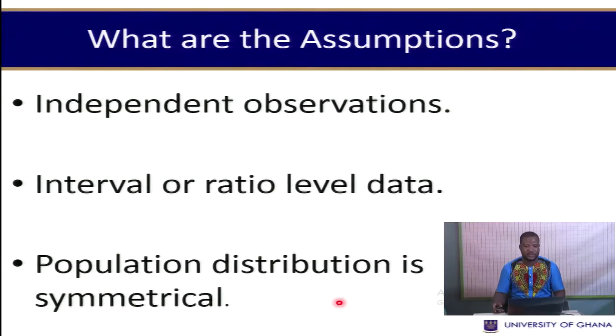What are the assumptions underlying the one sample t-test? Just like the z-test, the observations should be independent.